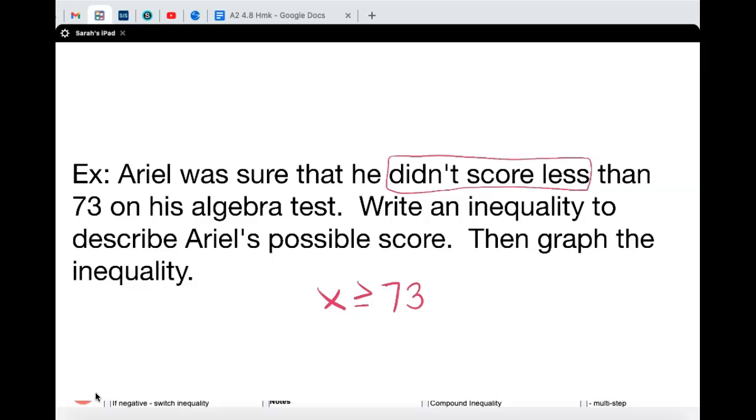They say to graph it. So in this case, instead of tick marking all the way up to 73, just do 0. 73 is on the right side of 0. So we dot and shoot.